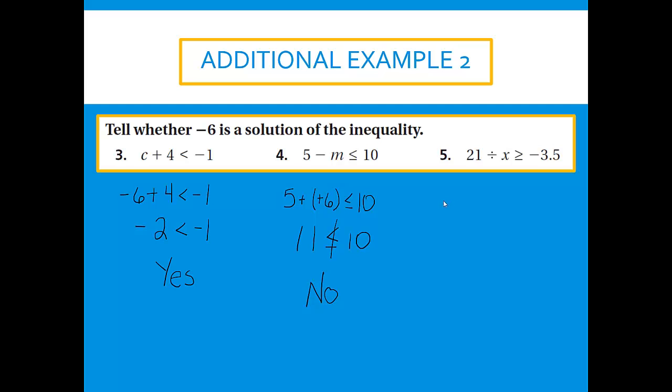And for number 5, I have 21 divided by x is greater than or equal to -3 5/10. So I'm going to have 21 divided by -6 is greater than or equal to -3 5/10. 21 divided by -6 is -3 5/10. So I have -3 5/10 is greater than or equal to -3 5/10. These two are equal, so it would be yes.